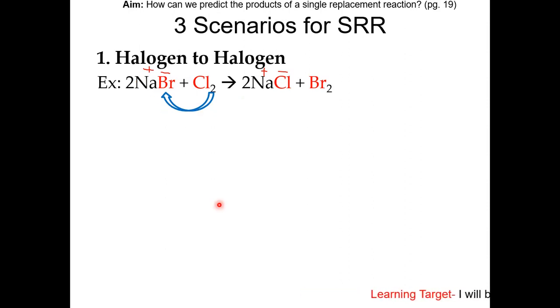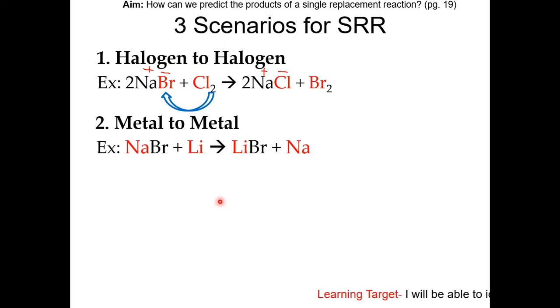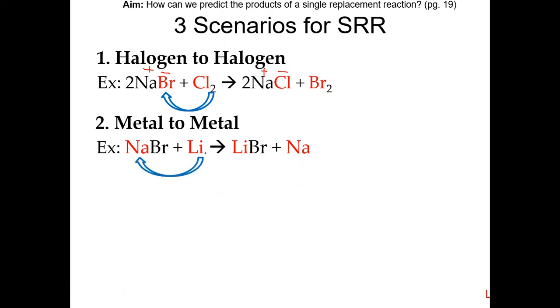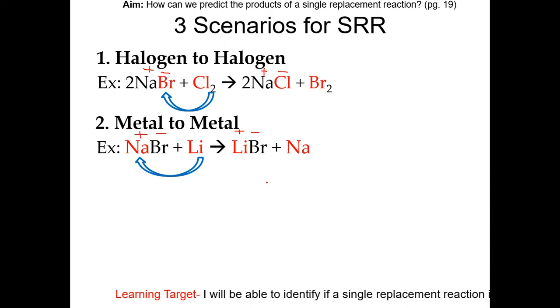The second scenario is metal to metal. I highlighted the metal as red in this chemical equation. Here we have sodium bromide reacting with lithium to form lithium bromide and sodium. Notice that the lithium replaces the sodium. Why does Li replace Na instead of Br is the same reasoning as before. NaBr is an ionic compound. Na is positive, Br is negative, and the product LiBr is also an ionic compound. Li is positive, Br is negative.